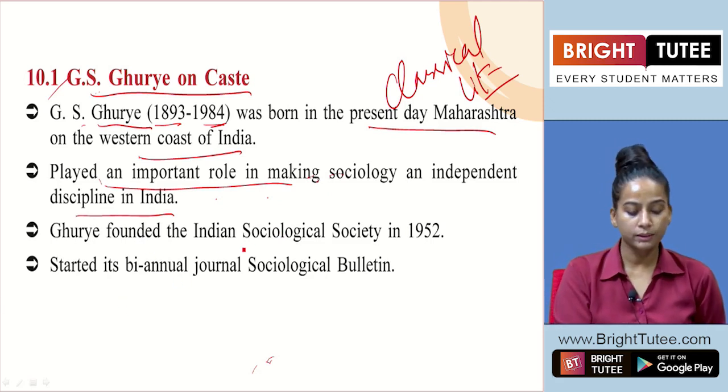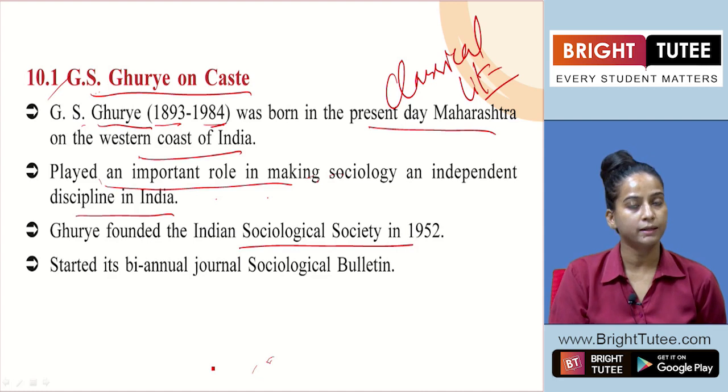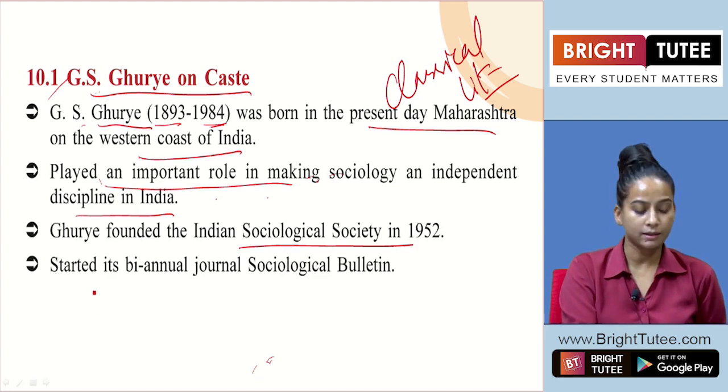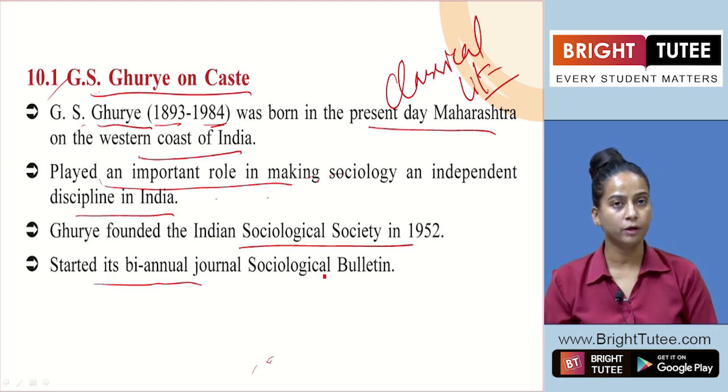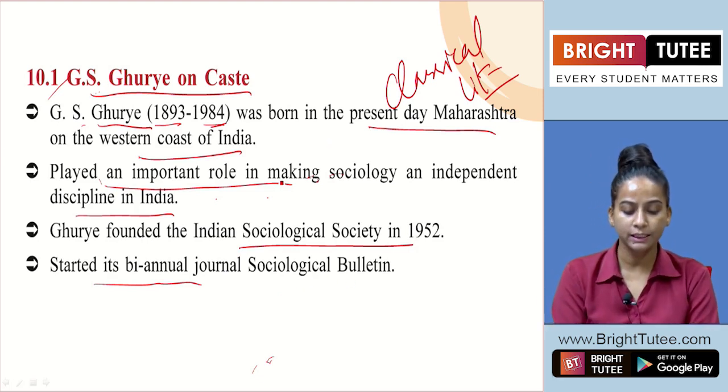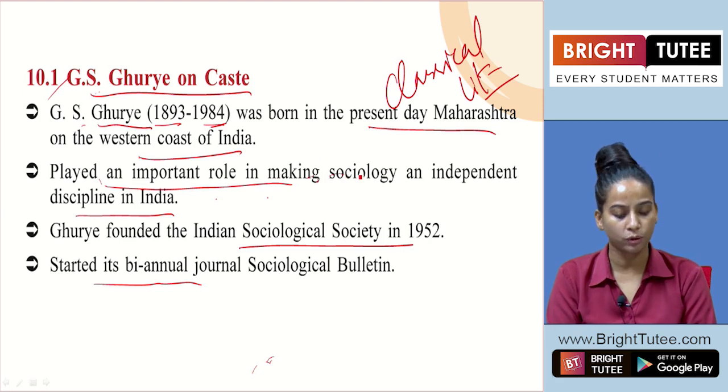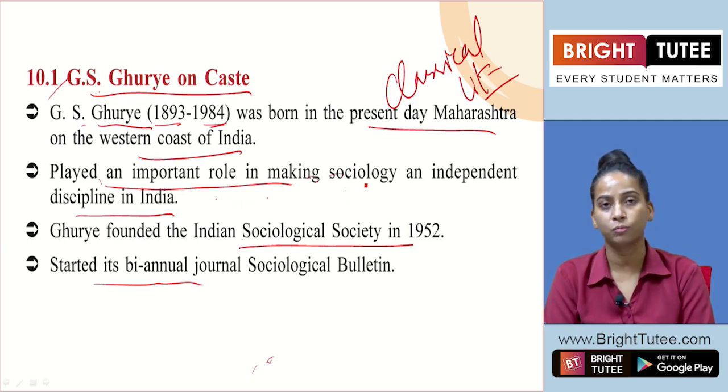He also founded the Indian Sociological Society in 1952 and started its biannual journal, Sociological Bulletin. He was of the view that Indian society could be understood only through a combination of the historical textual approach with the sociological anthropological approach. If these two approaches are combined, then only a better study of Indian society could be done.